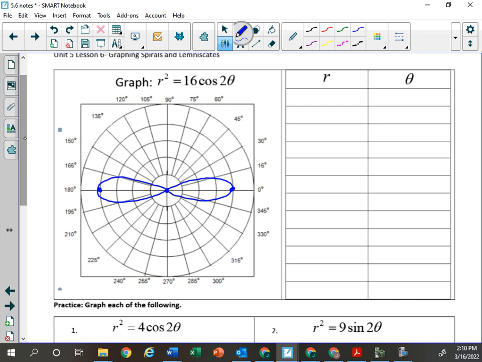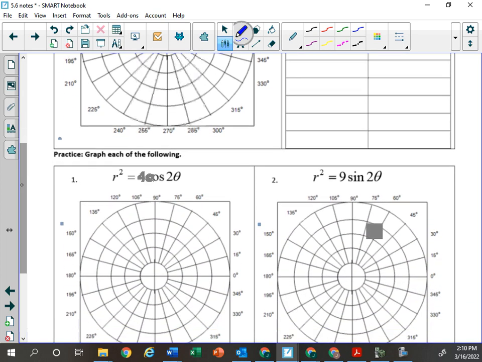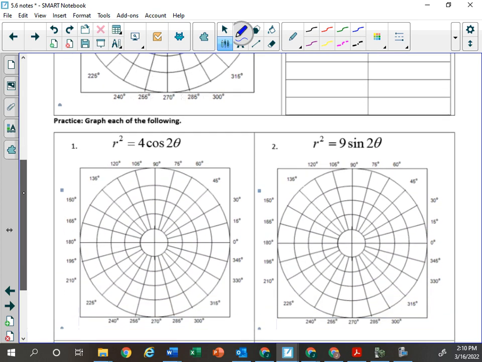Don't do that. All right, questions on that one: r squared equals 16 cosine 2 theta. Do we see it? Okay. Try the two at the bottom there. More lemniscates. And stop me if you're stuck on anything. Don't hesitate to ask. It's okay.